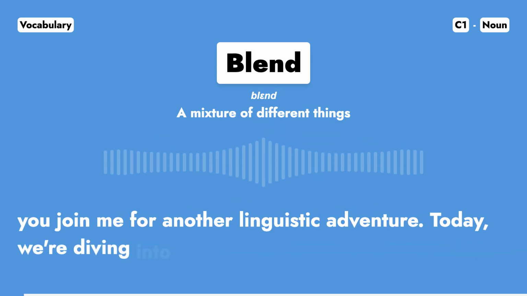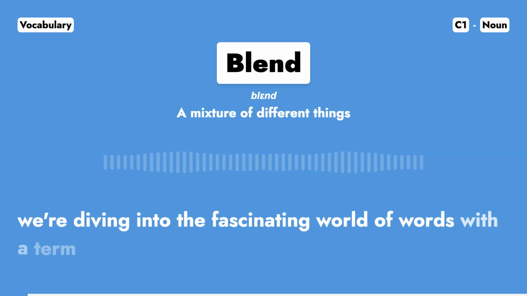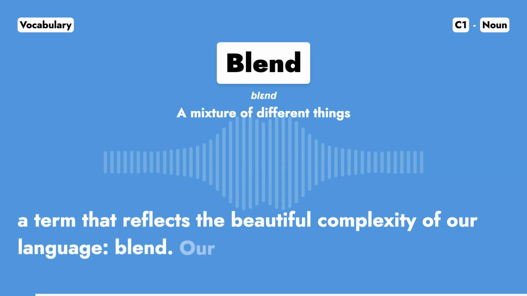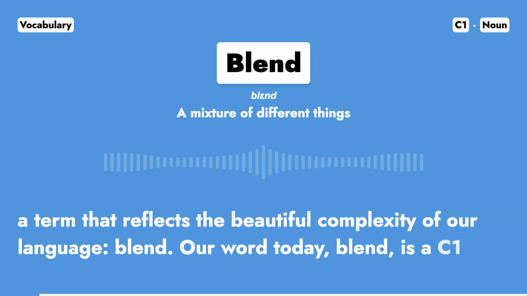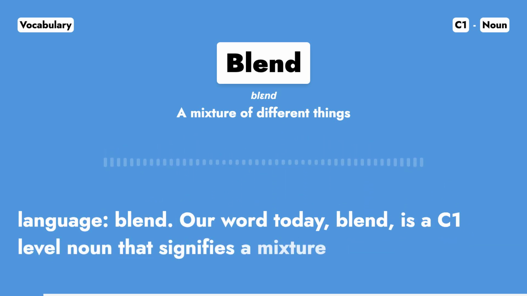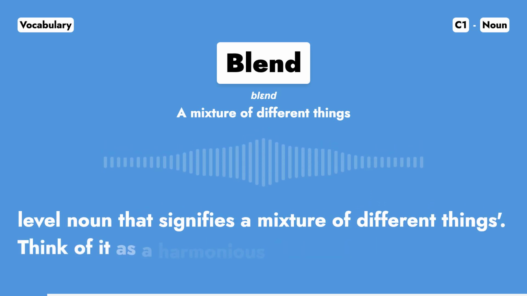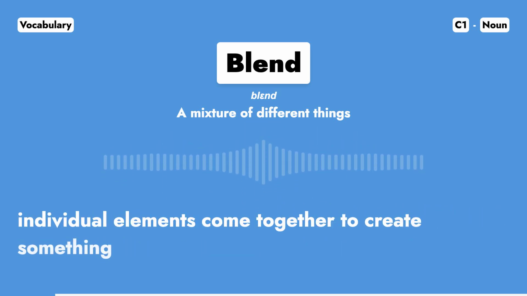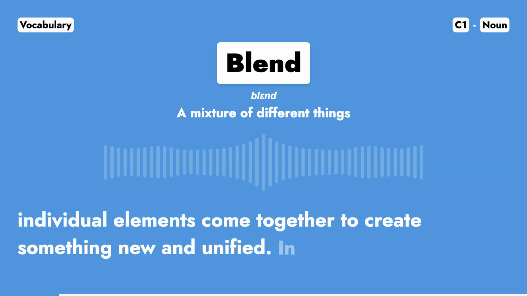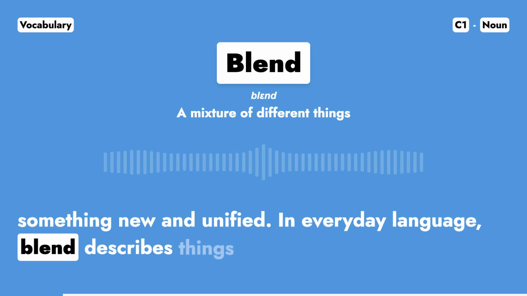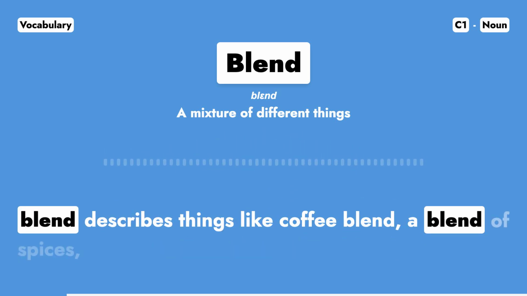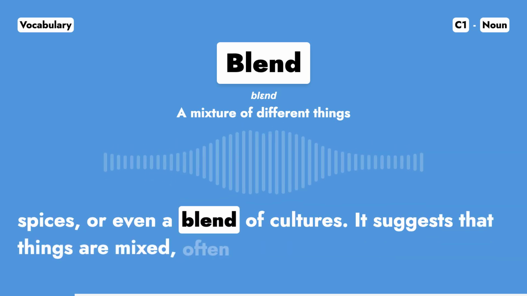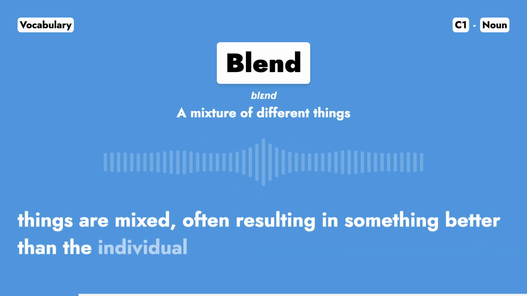Today, we're diving into the fascinating world of words with a term that reflects the beautiful complexity of our language: blend. Our word today, blend, is a C1 level noun that signifies a mixture of different things. Think of it as a harmonious combination where individual elements come together to create something new and unified. In everyday language, blend describes things like coffee blend, a blend of spices, or even a blend of cultures. It suggests that things are mixed, often resulting in something better than the individual parts.